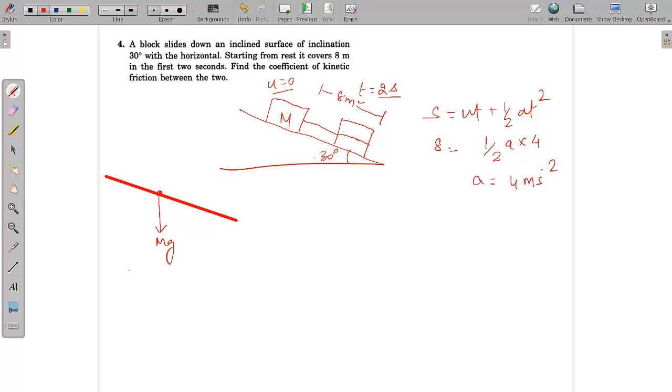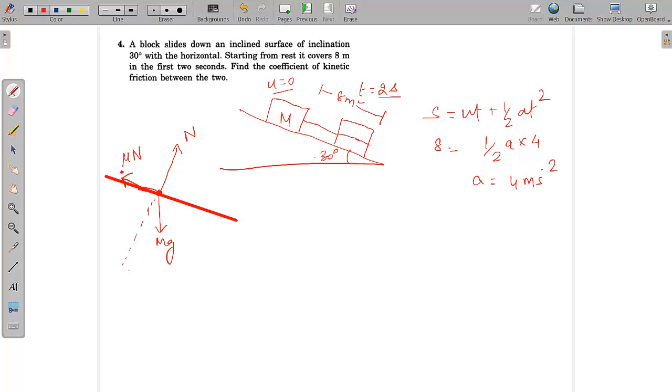We are drawing the free body diagram. There will be a normal contact force vertically upwards. What is the other force acting? Frictional force will be acting in the opposite direction, in this direction, right? Since it is a kinetic friction, that will be equal to mu into N. Okay, so mu, what is mu? You have to find it.